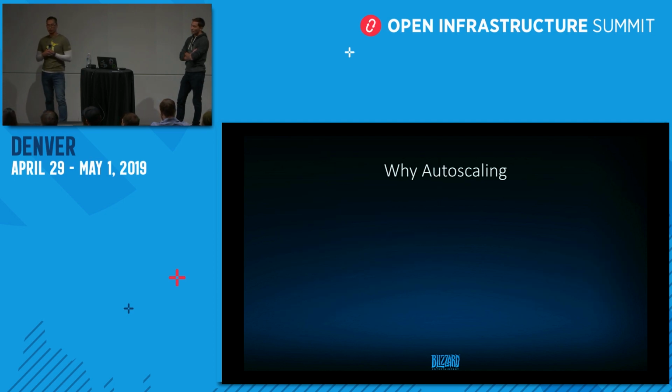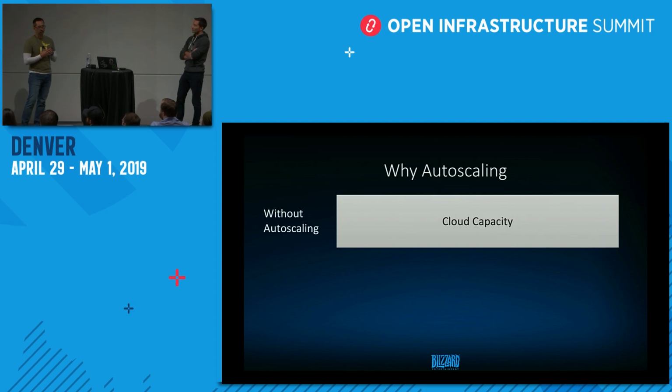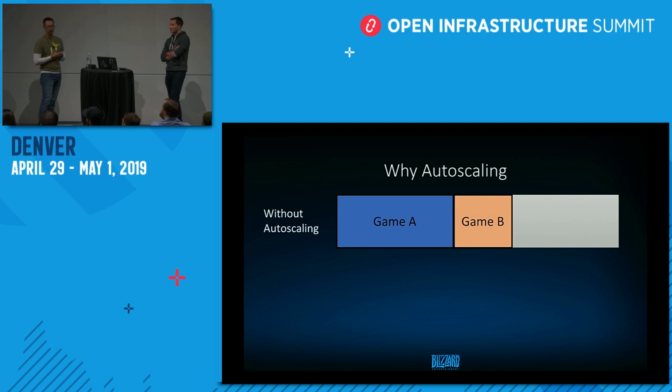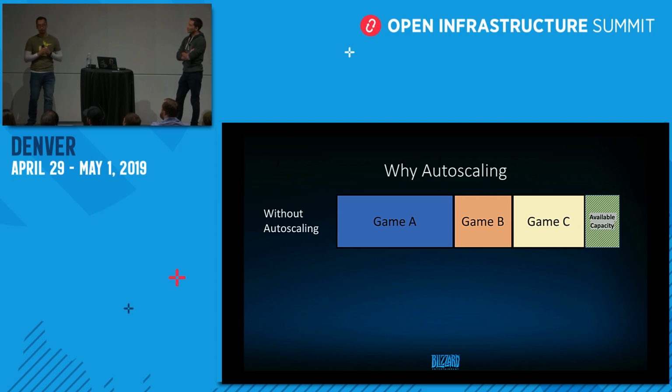So why do we need autoscaling? Well, autoscaling in the public cloud the benefits are very obvious. You use less instances and your costs are reduced. But in a private cloud like Blizzard, you can imagine we have a finite capacity. And without autoscaling, that capacity gets divided up by different games. And then we have some amount of spare capacity left.